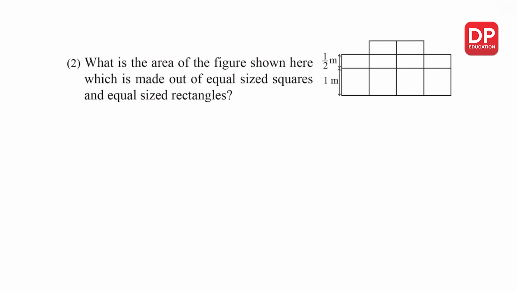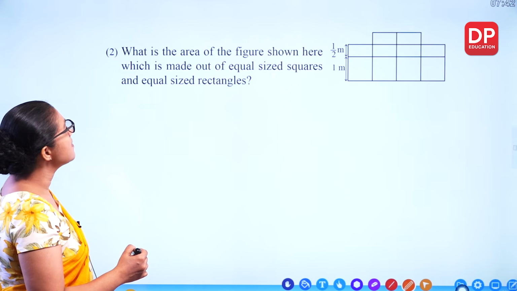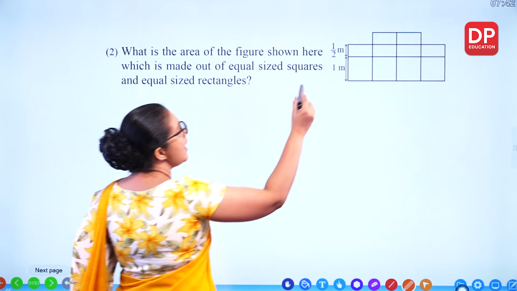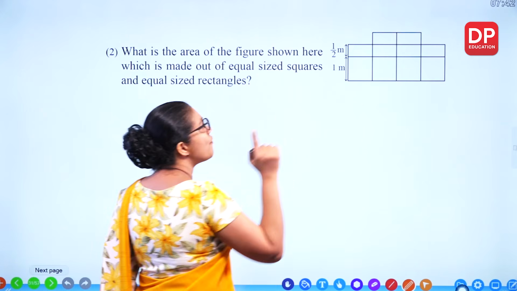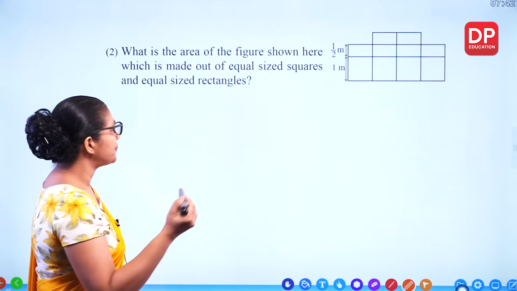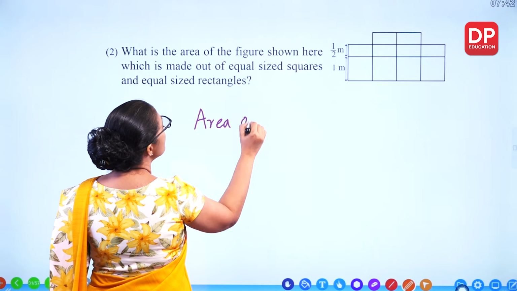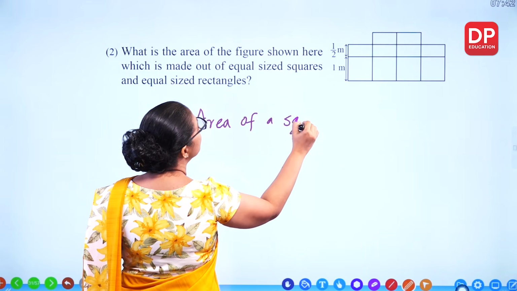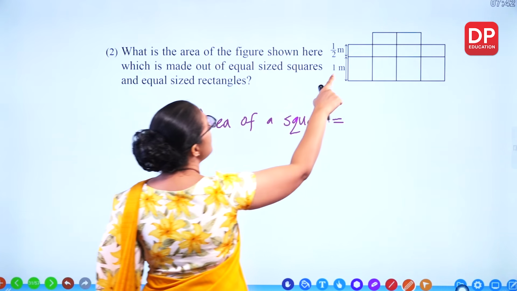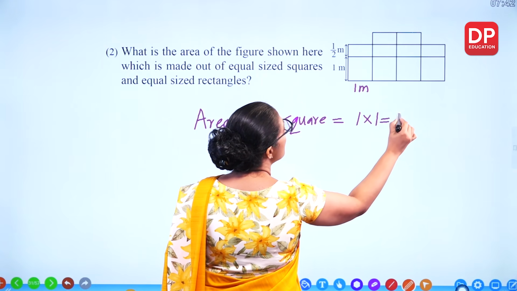What is the area of the figure shown here, which is made out of equal size squares and equal size rectangles? So you can find out area of a square and area of a rectangle and see how many squares and how many rectangles are there. Area of a square first. So 1 meter length. So what's the area of a square? 1 into 1 square meter.